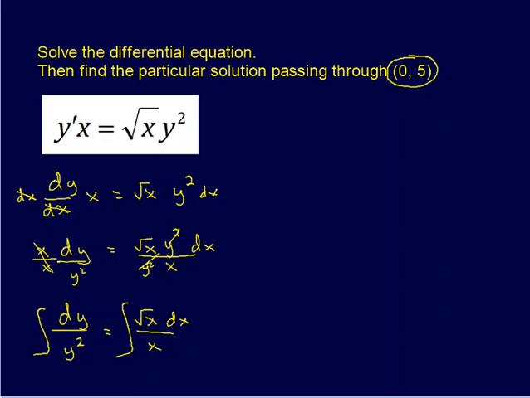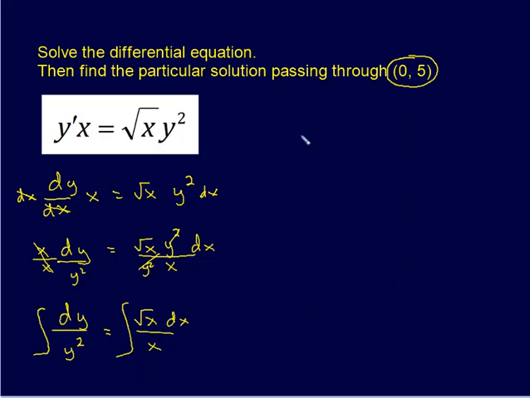A common mistake is to look at this and it looks a lot like the last one, that was dy over y, and it ended up being a logarithm. Remember that this is not a logarithm if it's not dy over y. This is dy over y squared.